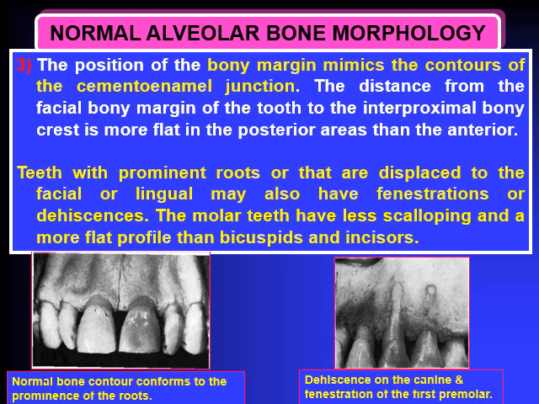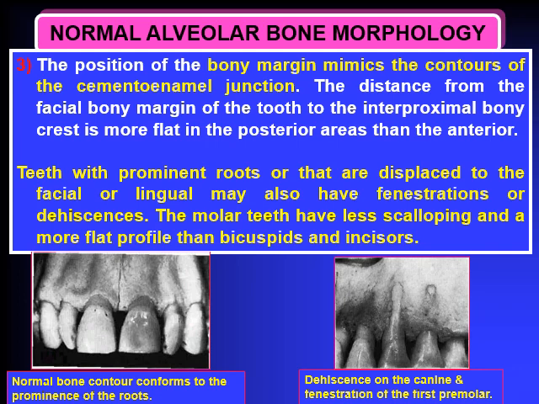Also, the position of the bony margins has to mimic the contour of the cementoenamel junction. As you see, this is a normal configuration. The bony margins mimic the contour of the CEJ. So the distance from the facial bony margin of the tooth to the interproximal bony crest is flatter in the posterior areas than the anterior.